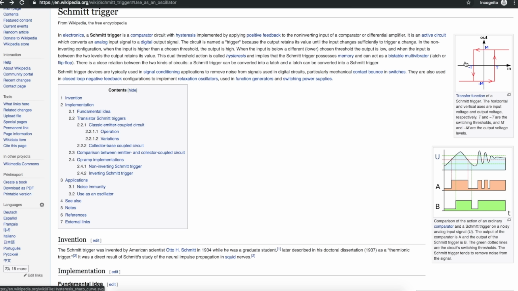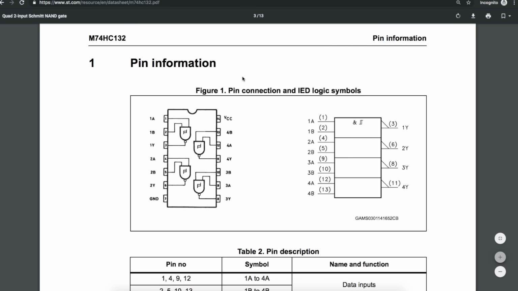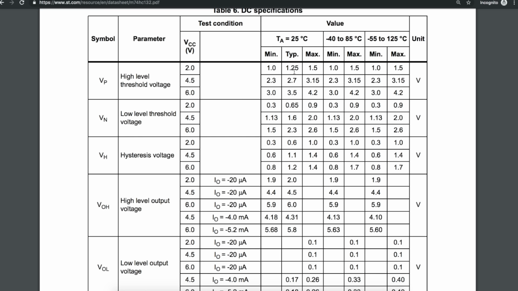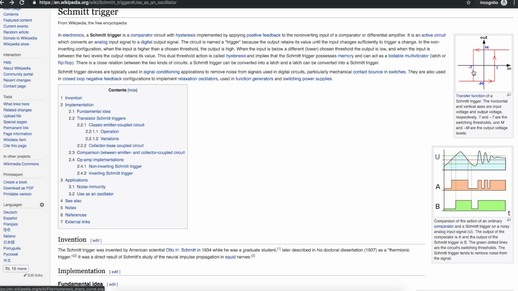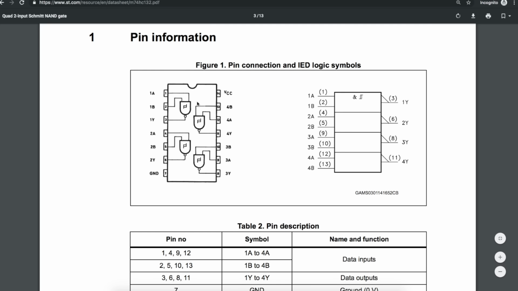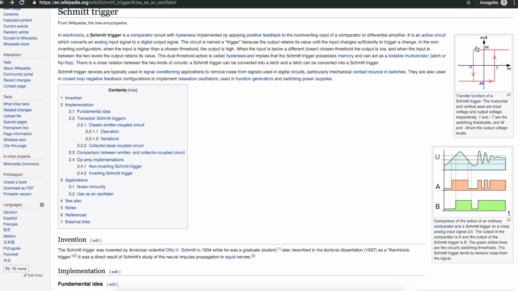The input 0 volts may be on the left here and 5 volts may be on the right, and these two thresholds, in the case of this logic gate, the high threshold at close to 5 volts VCC may be around 2.7 volts, and the low threshold may be around 1.6 volts. 1.6 volts, 2.7 volts. So this symbol in the Schmitt trigger looks like this transfer function shape.